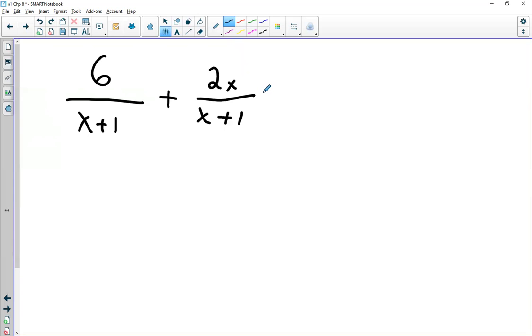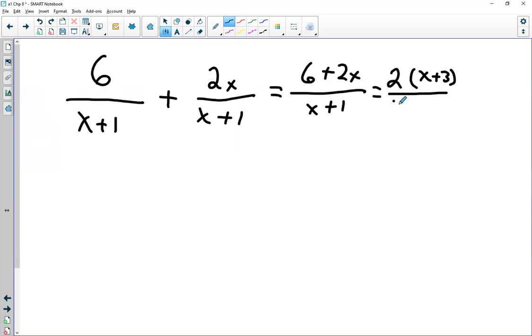Okay, next one is addition. If the denominators are the same, and you get a question like this, you don't have to change anything. They already match. So I'm just going to write this as 6 plus 2x over x plus 1. I could take out a 2 on the top, and it's going to be x plus 3 over x plus 1. But if you look, you still can't factor anything, so it's good enough.